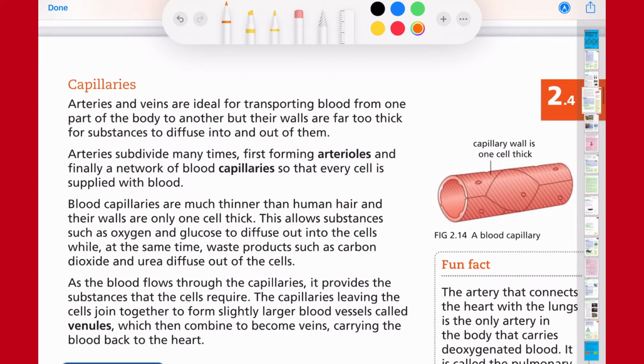Now we're going to look at capillaries. So capillaries are extremely thin, right? So we have arteries being the biggest, followed by veins, and now capillaries. Arteries and veins are ideal for transporting blood from one part of the body to another, but their walls are far too thick for substances to diffuse into and out of them. So remember, both of them have fairly thick outer walls, right? And diffusion is based on how thick something is. The thicker the wall, the more difficult diffusion will be, right? So you want very thin walls in order for diffusion to happen, right?